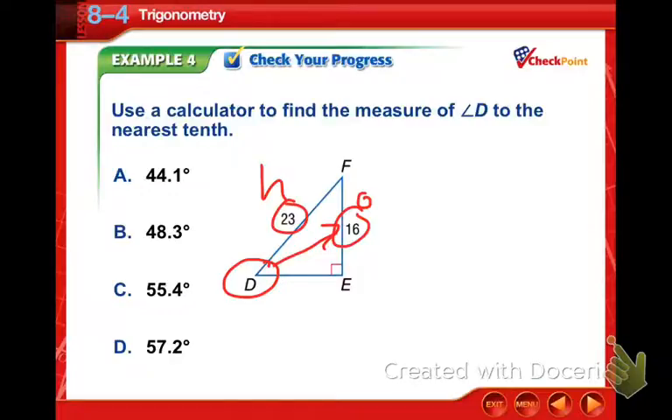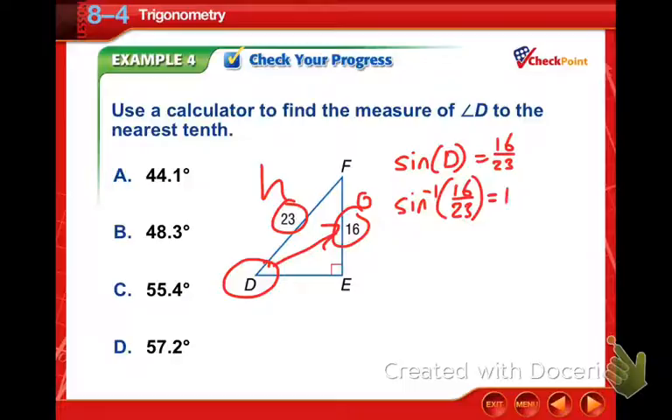So we're going to use the SO. We're going to use sine. So sine of D is equal to 16 over 23. And again, same idea as we did before. Sine inverse of the ratio, 16 over 23, is equal to D. So D is equal to, after you put that into the calculator, rounded to the nearest tenth, 44.1 degrees. Which makes our answer A.